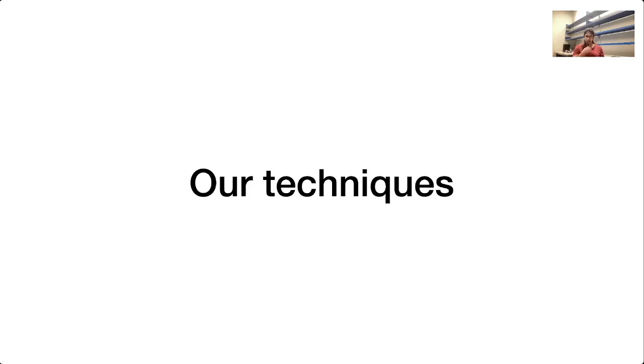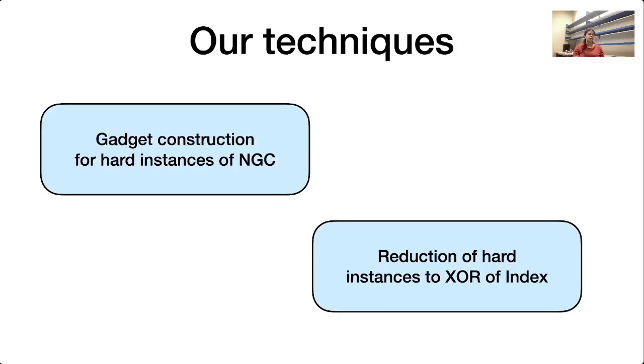Now I'm going to talk about our techniques. The two main things we're focusing on today is the gadget construction for hard instances of NGC, and then reduction of these hard instances to an XOR of index problem.